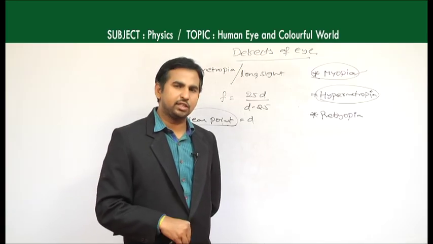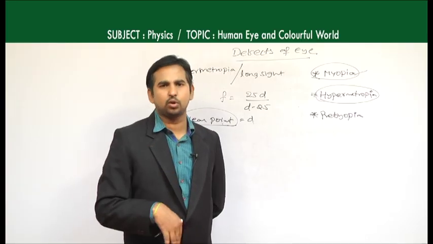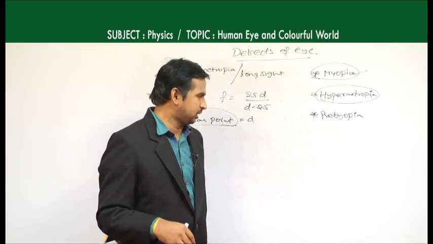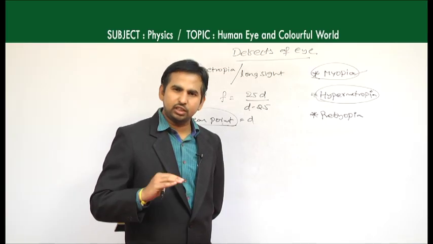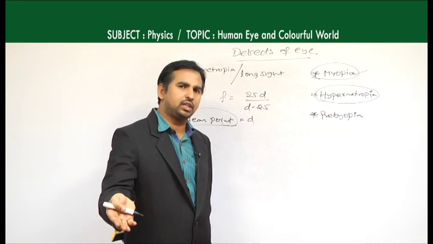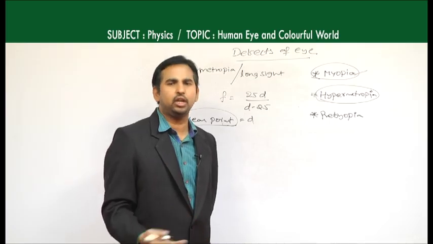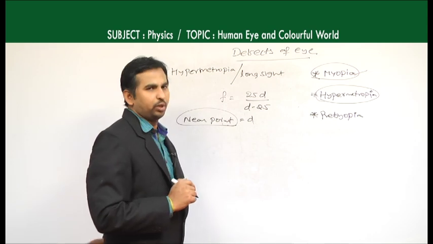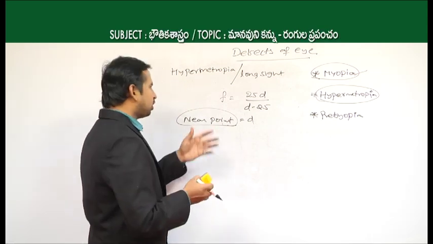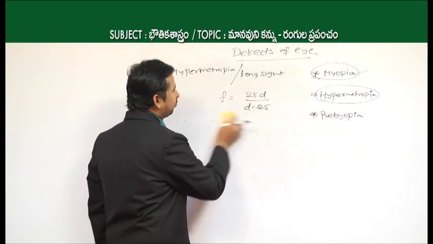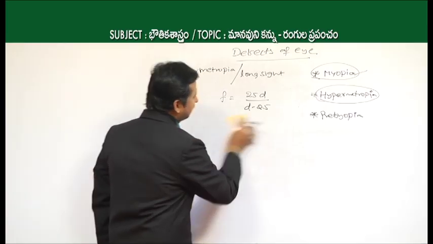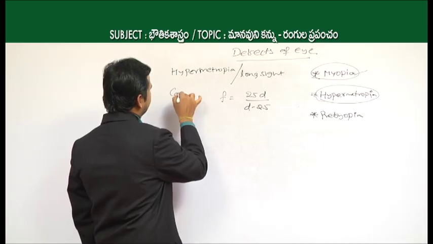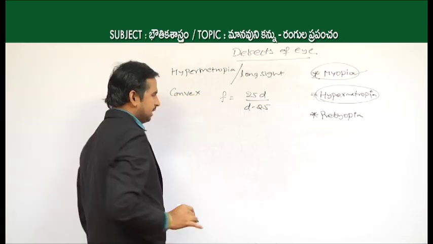But if you place the object before this near point, they cannot see the object very clearly. So, if the object is after the near point, we can see clearly. If it is before the near point, they cannot see very clearly. This is the defect of hypermetropia. And the suggested focal length, as I said, is 25d by d minus 25. The lens we are using is a convex lens.